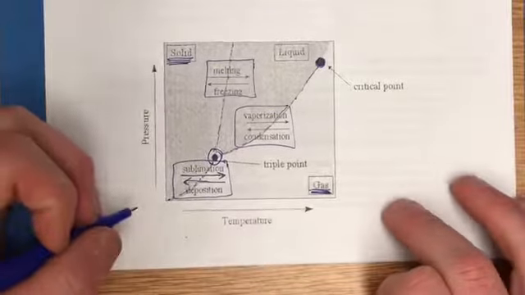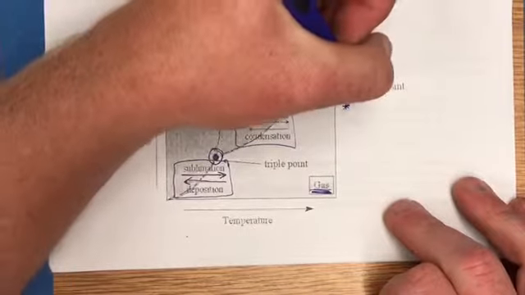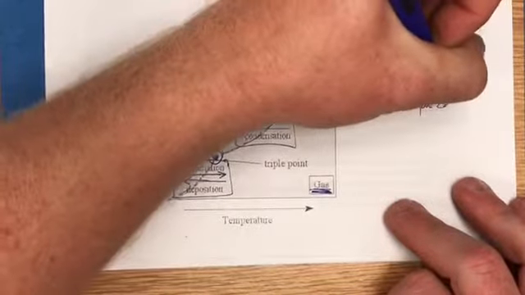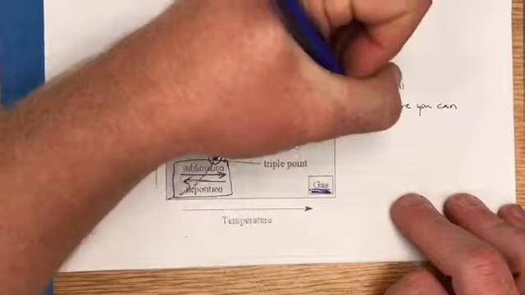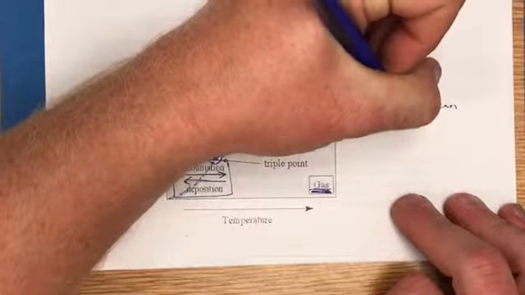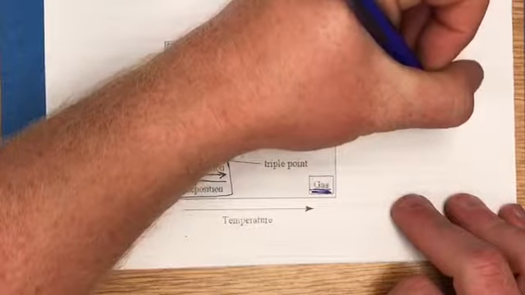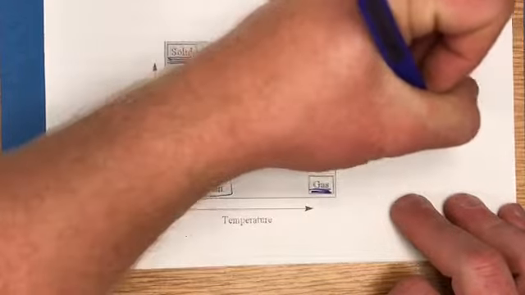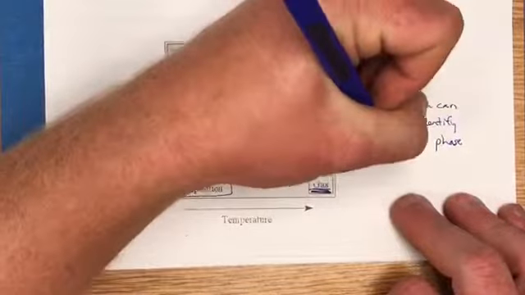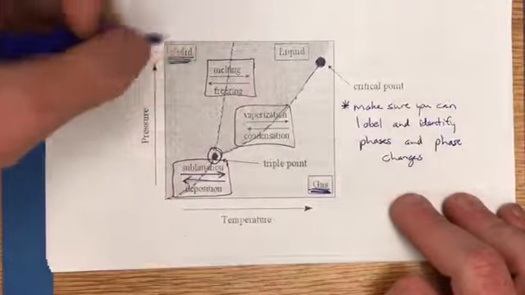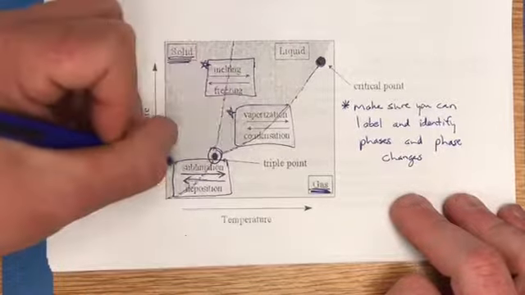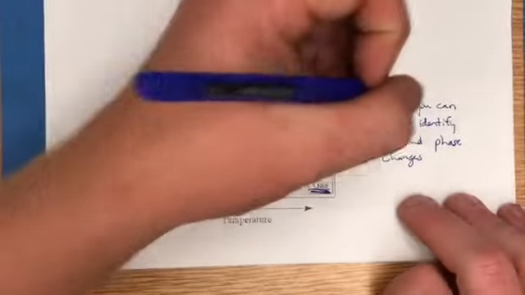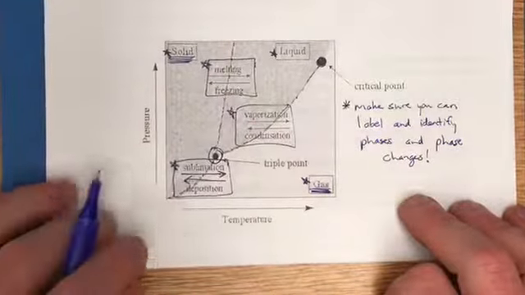The key thing for you in this graph is to make sure you can label the important parts. Label and identify the phases and the phase changes. Basically, you should be able to tell us about this, and about this. As long as you can do that, I feel like you can read this pretty sufficiently.